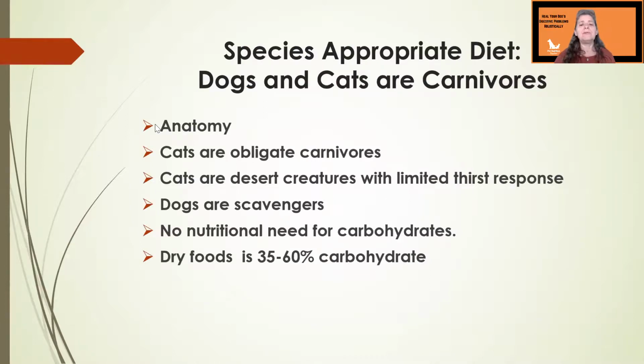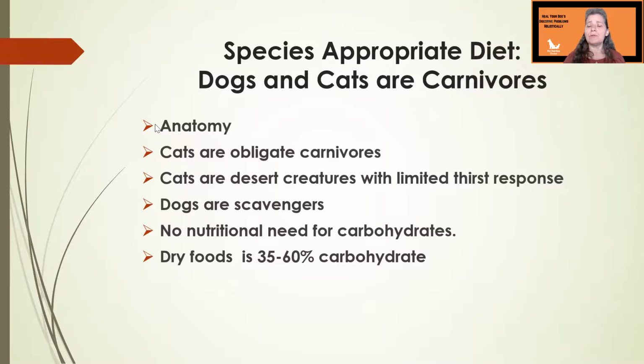Now, what do I mean by species appropriate diet? A species appropriate diet is simply one that the animal is designed to eat and gain the most nutrition from. For your dogs and cats, they're carnivores. Their mouths and digestive tracts are designed to eat and digest meat. Now, cats are obligate carnivores, meaning that they have a very high protein need and should get most of their nutrients from animal sources.